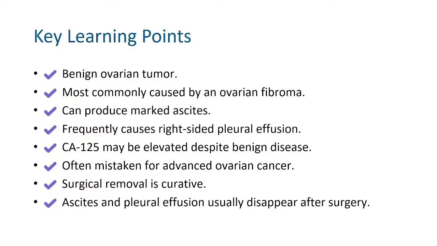So now, what are the key learning points from this case presentation? Benign ovarian tumor, most commonly caused by an ovarian fibroma. So we are saying that Meigs' disease is not a cancer, it's just a benign condition. Can produce marked ascites, frequently causes right-sided pleural effusion. CA125 may be elevated despite benign disease, often mistaken for advanced ovarian cancer. Surgical removal is curative, so it is to be surgically removed. The ascites and pleural effusion will disappear after surgery.